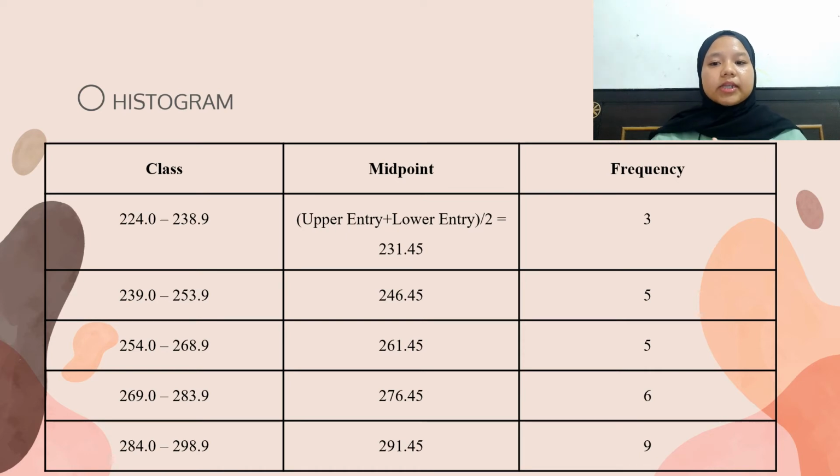For the second class, 239.0 will be added with 253.9, and the answer will be divided by 2, and it will be 246.45. So that's the midpoint for the second class. Okay, as for the frequency, same as the class, we just take from the table that we have calculated before.